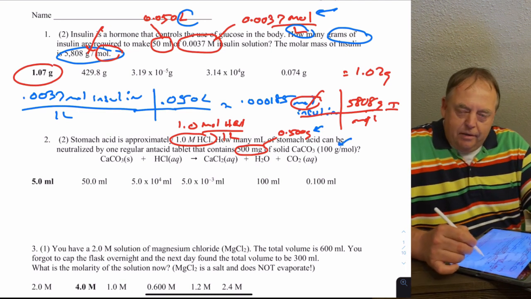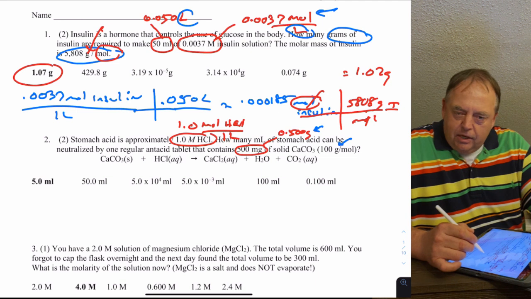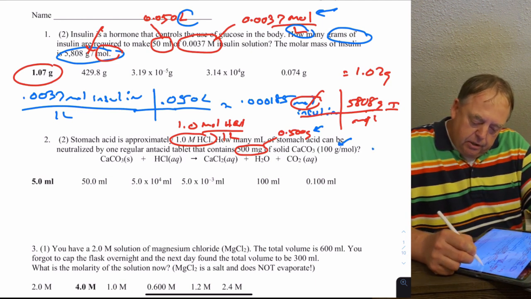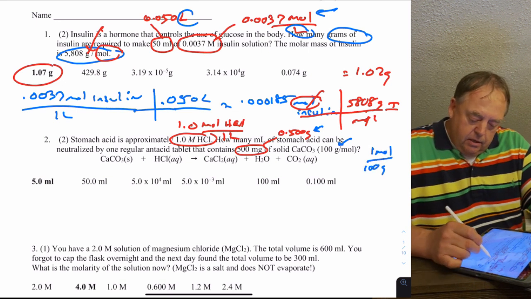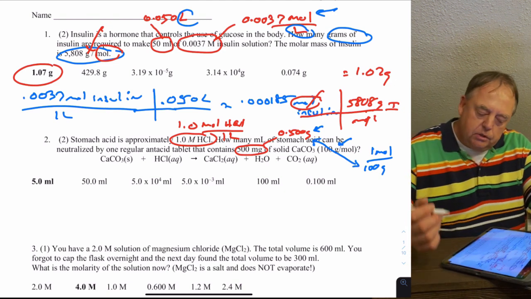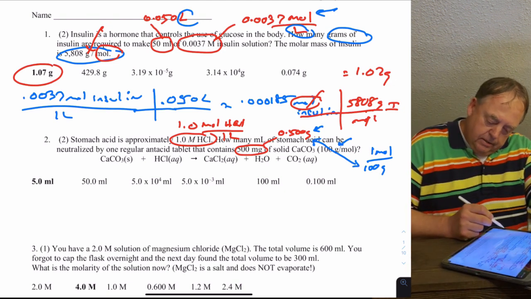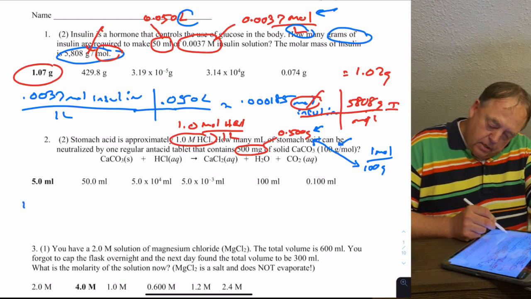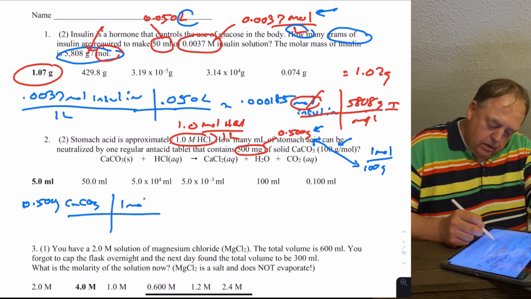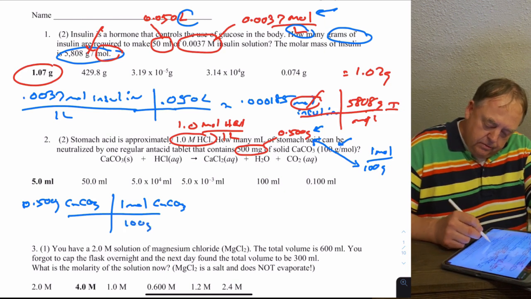You have grams, and you're given the molar mass here. But you can't just multiply these two numbers together because then you would have grams times grams, so you'd have grams squared divided by mole. What you have to recognize is you need to invert this number: it's 1 mole over 100 grams. Then you can multiply these two together and grams will cancel out and you'll have moles of calcium carbonate. So 0.500 grams calcium carbonate times 1 mole CaCO3 per 100 grams.